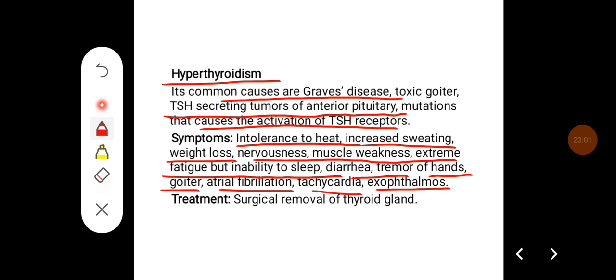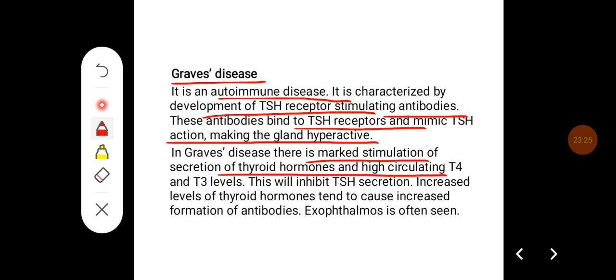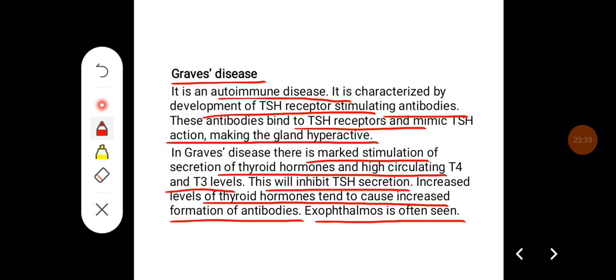Treatment for hyperthyroidism is usually surgical removal of the thyroid gland. Graves' disease is an autoimmune disease and is characterized by development of TSH receptor stimulating antibodies. These antibodies bind to TSH receptors and mimic TSH action, making the gland hyperactive. In Graves' disease, there is a marked stimulation of secretion of thyroid hormones and high circulating T4 and T3 levels. This will inhibit TSH secretion. Increased levels of thyroid hormones tend to cause increased formation of antibodies, and exophthalmos is often seen.